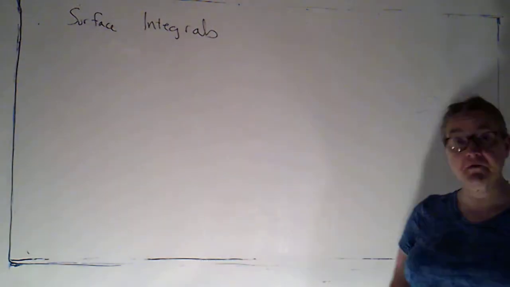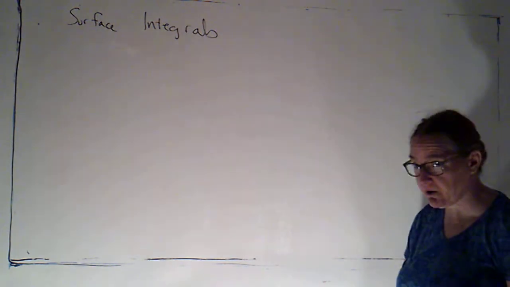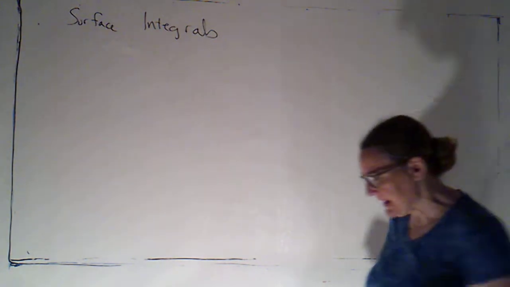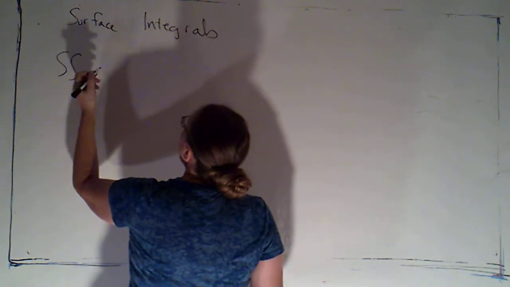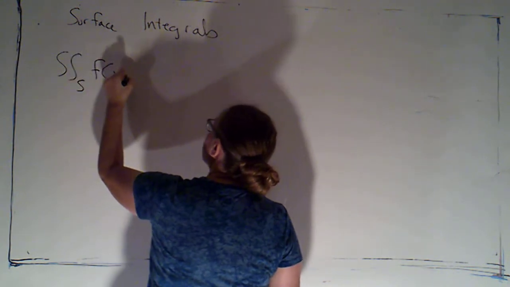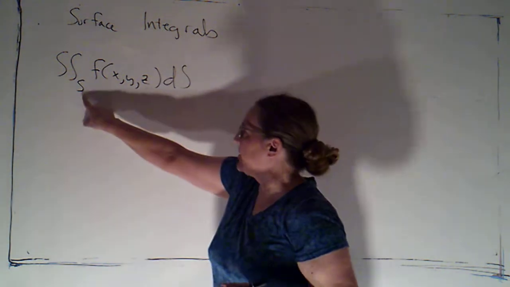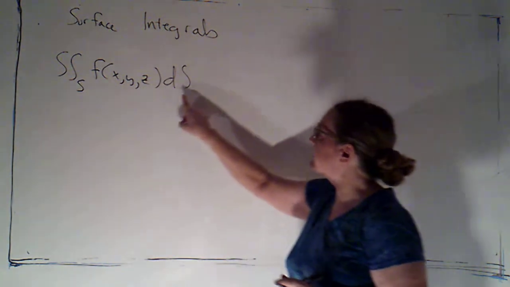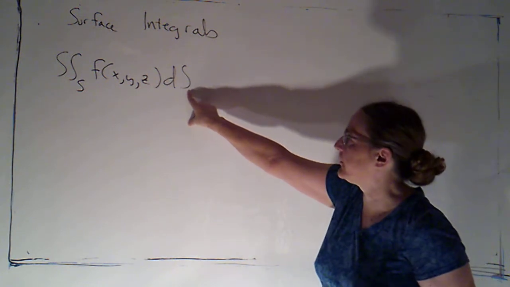Okay, in this video, I want to just go through surface integrals and review all the different contexts in which we've seen those in chapter 16. So a basic surface integral would just be the double integral over S of f of x, y, z dS. Here, S is the name of the surface. This capital S means we're integrating with respect to surface area.